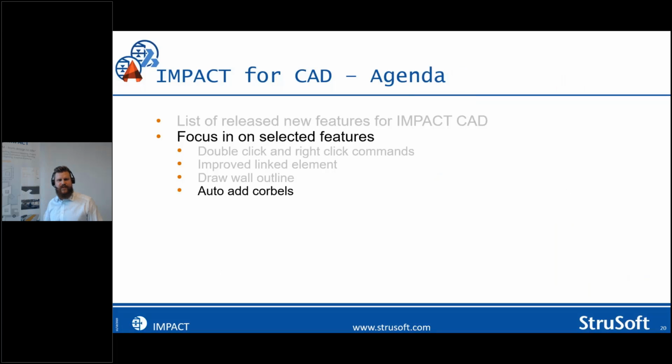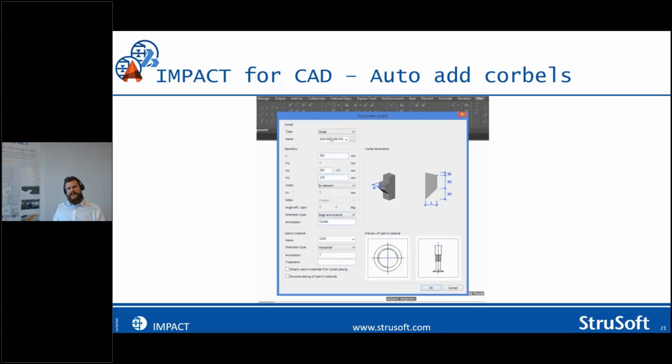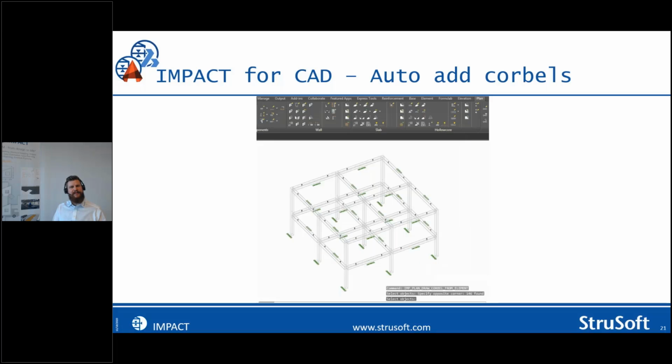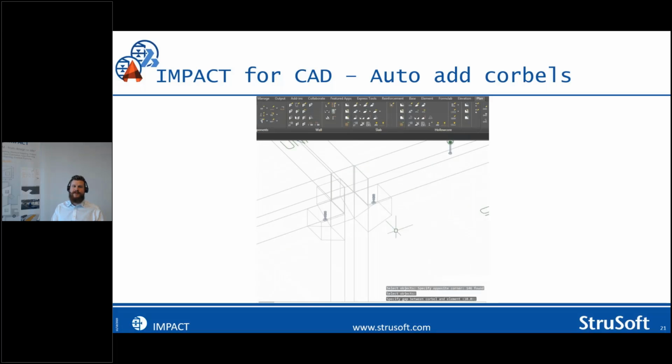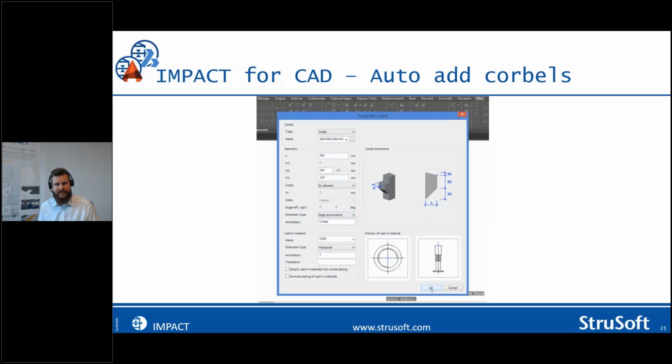So AutoCAD callables, again, is something just like double click, just like improved link, just like draw wall outline, to make life easy for you guys, to improve the core experience, to make things quicker. So AutoCAD callables is not for a specific element type, it's for a couple of element types. Generally, where do we put callables on? We put callables on walls, and we put callables on columns.